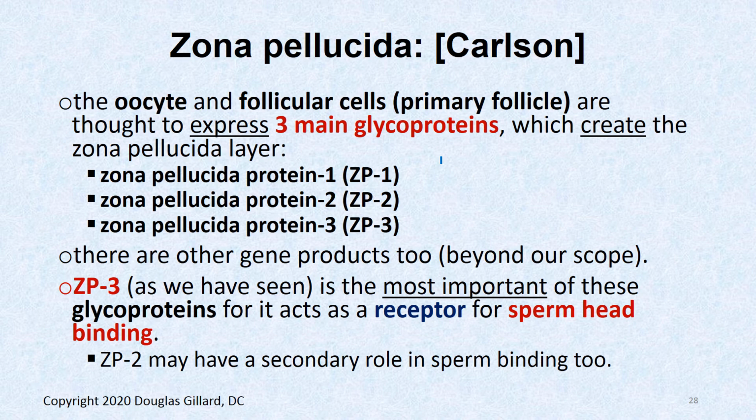The other gene products we won't get into. There are other proteins that are used to make the zona pellucida as well. But the big one is ZP3, because that is the binding site for the sperm head, right? So hopefully the gene for ZP3 isn't mutated, or we're going to have a problem. ZP2 actually might have a binding site for sperm. It's like a secondary binding site as well.